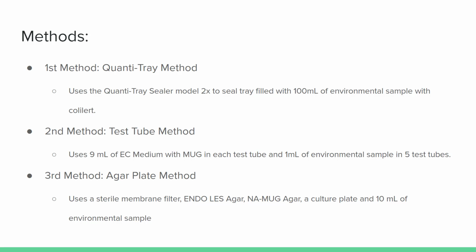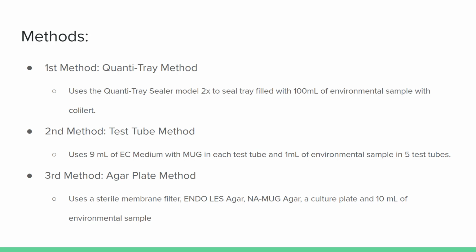For the third and final method, it's the agar plate method, and this uses 2 types of agar, a sterile membrane filter, a culture plate, and a 10 milliliter environmental sample. The 10 milliliters of environmental sample is poured into a vacuum filtration unit, and then it's vacuum filtered through a sterile membrane filter, and then placed on a culture plate containing the 2 agar, and then this is incubated for 24 hours to get results.